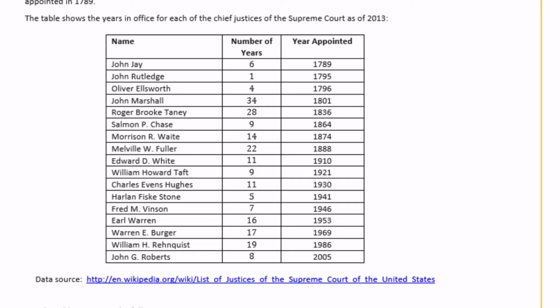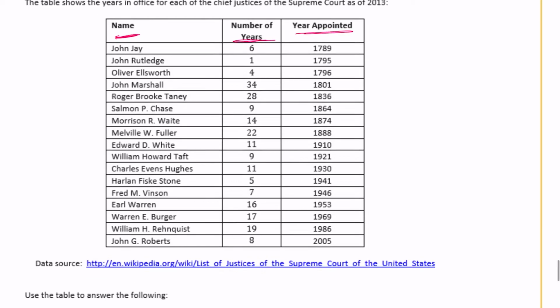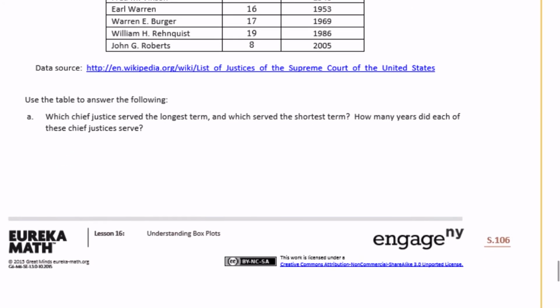So here are all the Chief Justices that we've had up until 2013. So their names, how many years they served, and what year they were appointed. It says, use the table to answer the following. Which Chief Justice served the longest term and which served the shortest term? How many years did each of these Chief Justices serve?